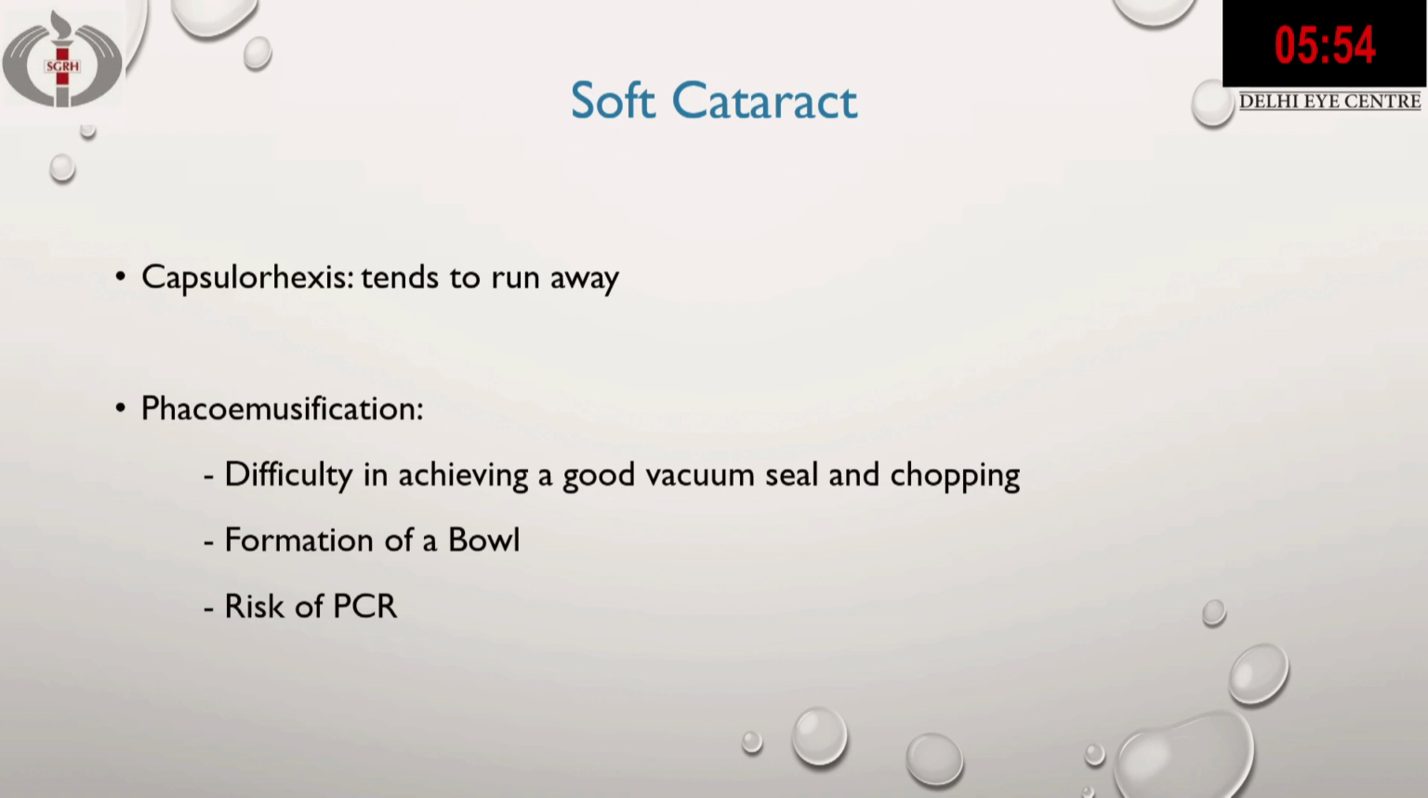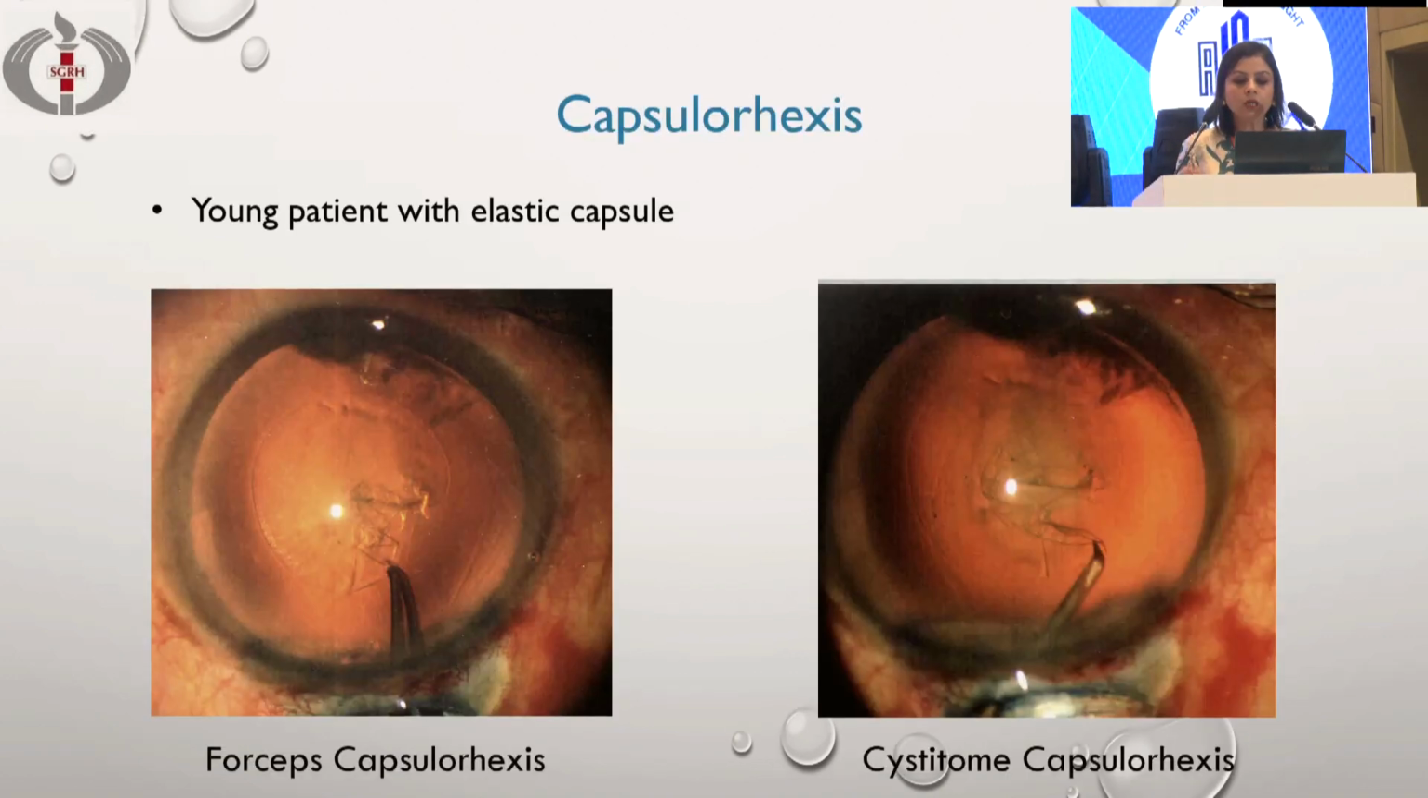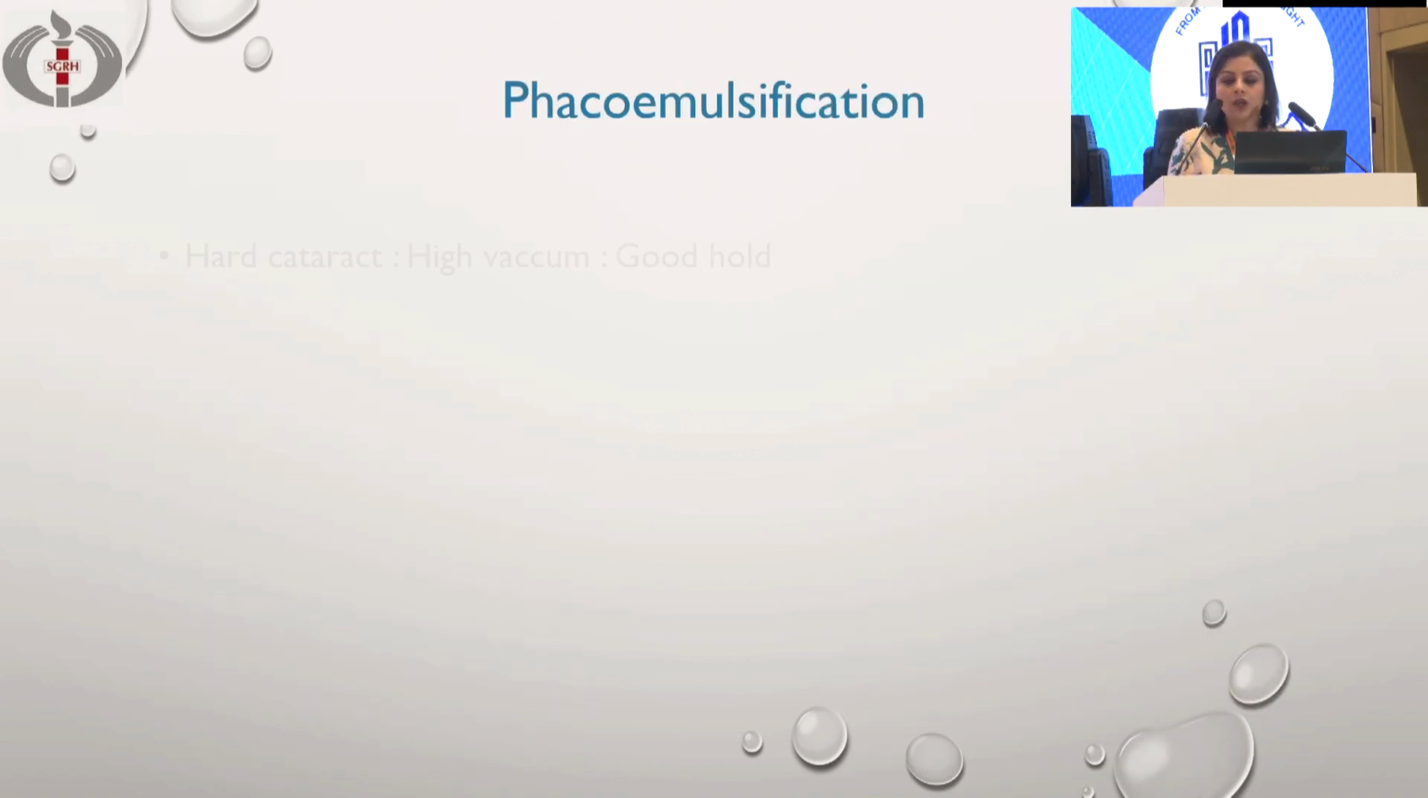So first, I'll be talking about phacoemulsification in soft cataract. The problems that we face are, first, that the rhexis tends to run away. Secondly, during phacoemulsification, there is difficulty in achieving a good vacuum seal and therefore chopping, which leads to formation of a bowl and increases the risk of a posterior capsular rupture. Usually these are young patients with a very elastic capsule, and therefore forceps come in handy to complete the capsular rhexis.